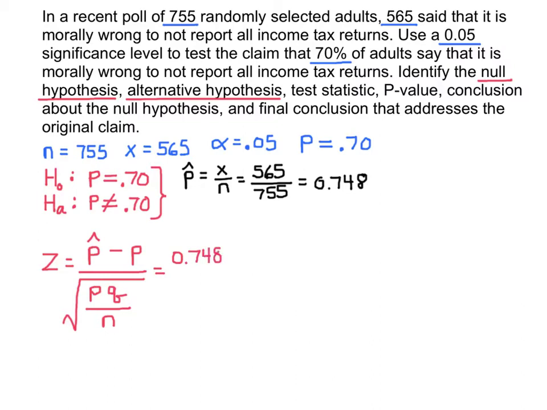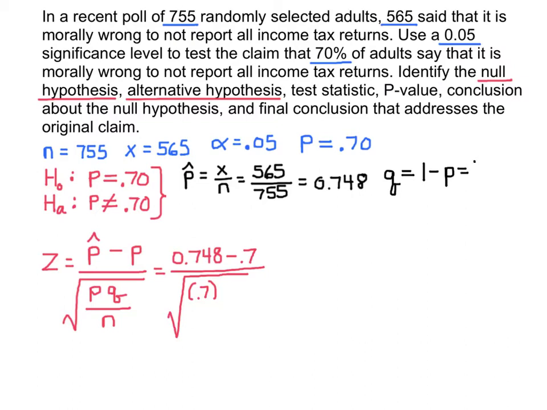0.748. Minus, well, the next value is p, which is the population proportion, and my claim says it's 0.7, so I'm going to go ahead and put 0.7 in there. And that's going to be divided by the square root of p, which is again 0.7. Now I had to find q.